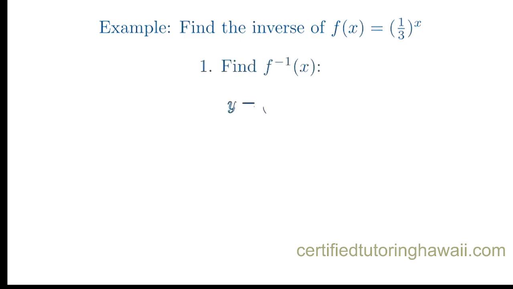Let's say our function is f of x equals (1/3) to the x. The base here is 1/3. First, find the inverse function. Step 1. Write f of x as y. Step 2. Swap x and y. So we get x equals (1/3) to the y. Step 3. Rewrite this in logarithmic form. y equals log base 1/3 of x. This is our inverse function, f inverse of x.